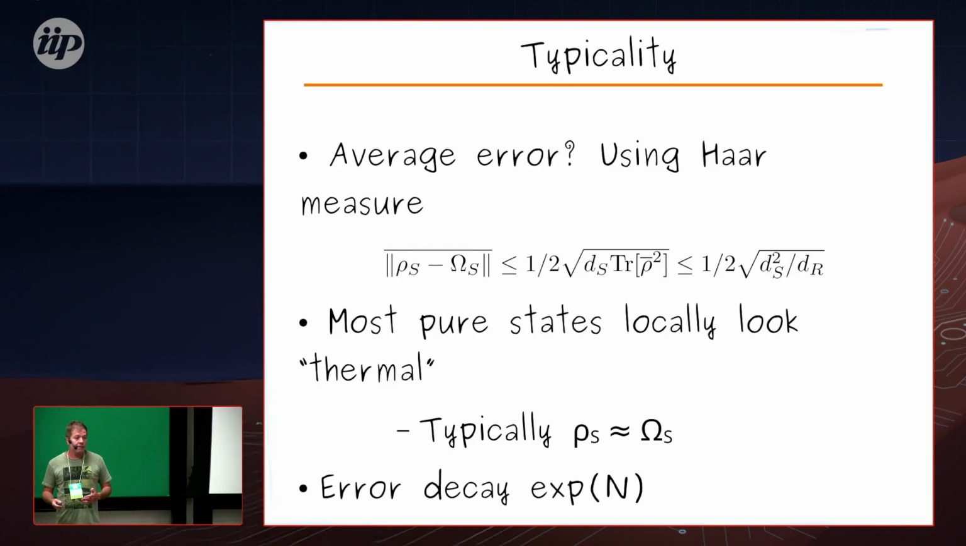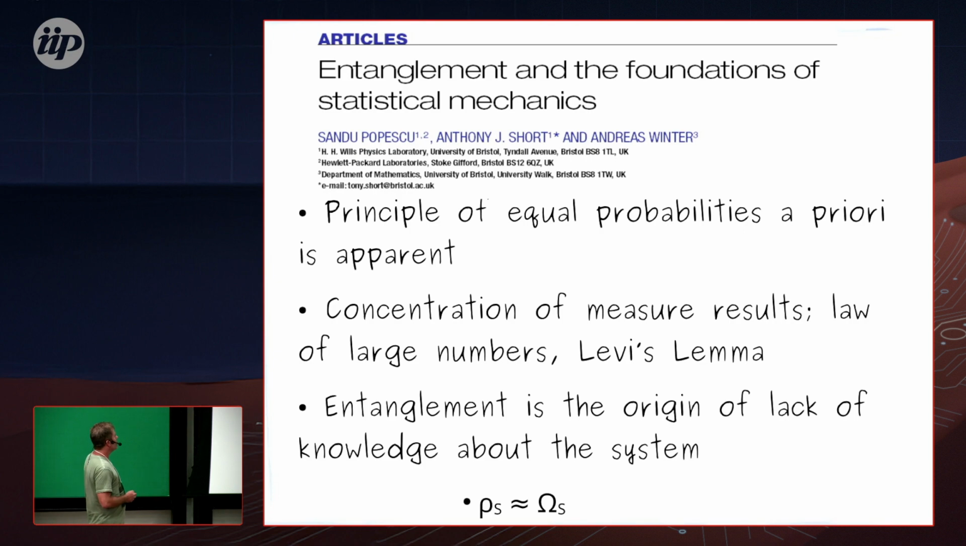This is a way to quantify the typicality argument I was telling you about: most microscopic configurations look the same. So typically this state is close to this one. This actually hit the news in the quantum information community in 2006, with a paper in Nature Physics by Popescu, Tony Short, and Andreas Winter, and they called the principle of equal a priori probabilities apparent. They said this is not a fundamental principle in your theory anymore with this argument. It's just a principle that you can use, it works, but it's not necessary.